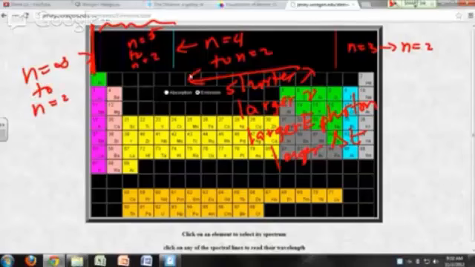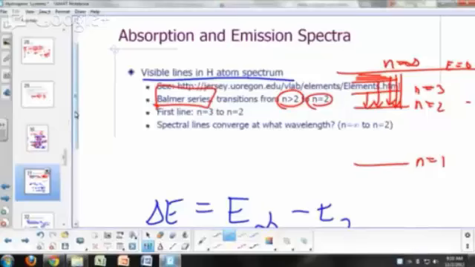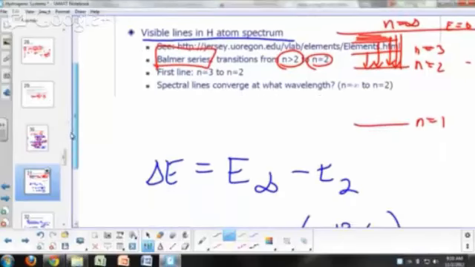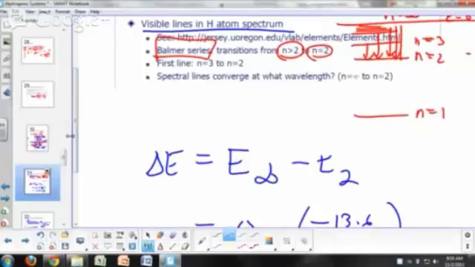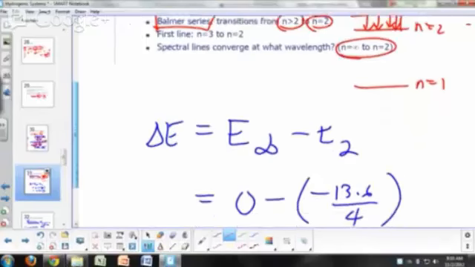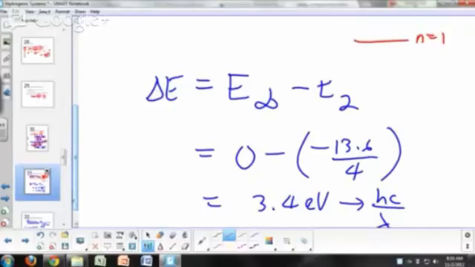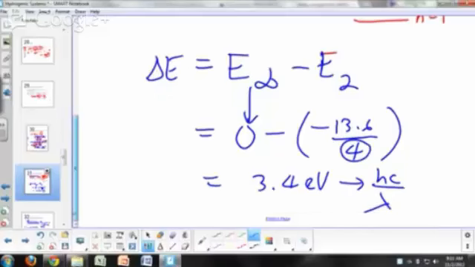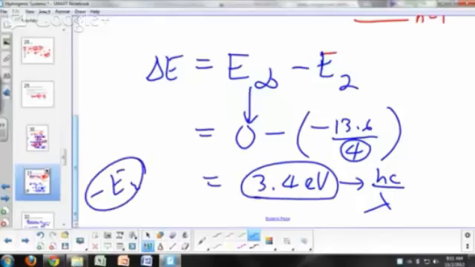In fact, we can calculate at what wavelength the spectral lines would converge. That's going to be from n equals infinity to n equals 2. So delta E would be E infinity minus E2. E infinity is 0. That's negative 13.6 over infinity squared minus negative 13.6 over 2 squared, and that gives you 3.4 electron volts. So that's just negative E2 basically. And from that you can calculate the wavelength.